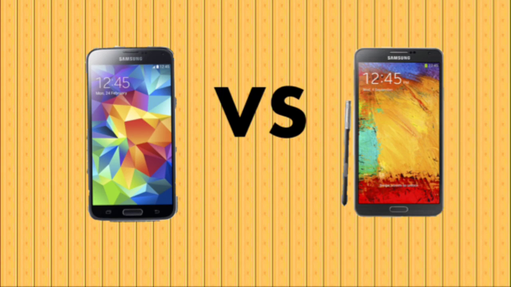And also under the hood, we have a Snapdragon 801 processor on the S5 versus a Snapdragon 800 processor on the Note 3. Basically, the processor on the S5 has 4 cores clocked at 2.5 GHz, a slightly higher clock speed compared to the 2.3 GHz 4 cores on the Note 3. And both have the same GPU, the Adreno 330.